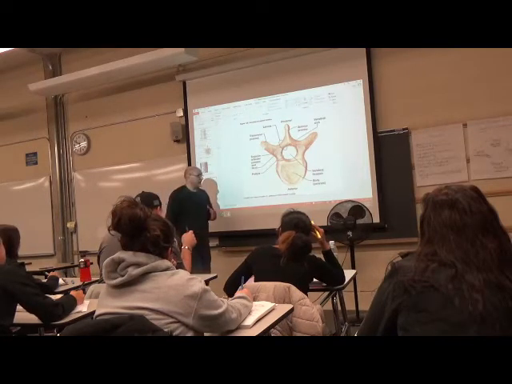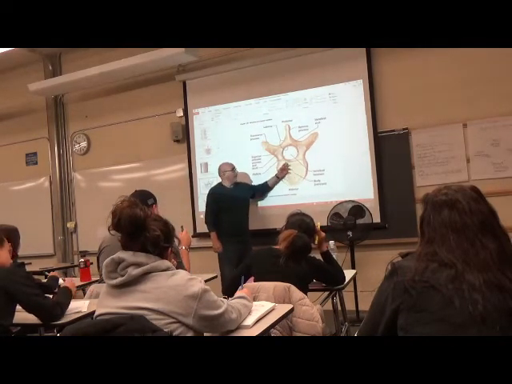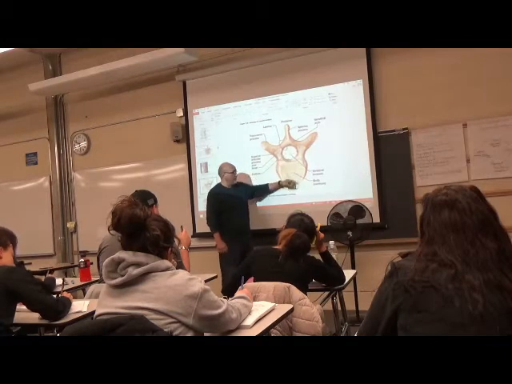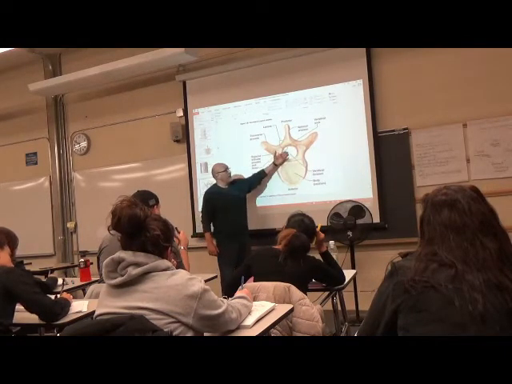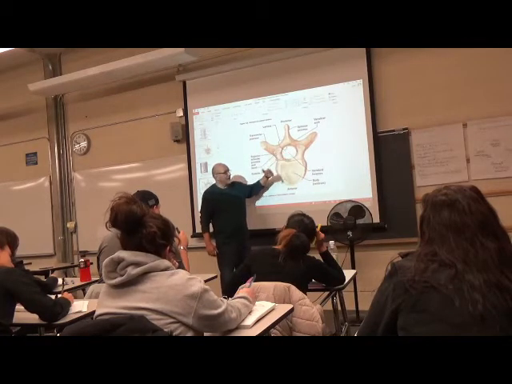So when we look at C3 all the way down to L5, they kind of have similar characteristics, such as a body, and they all have this opening in them called the vertebral foramen, which we said the spinal cord goes through. This is what makes up the spinal column.